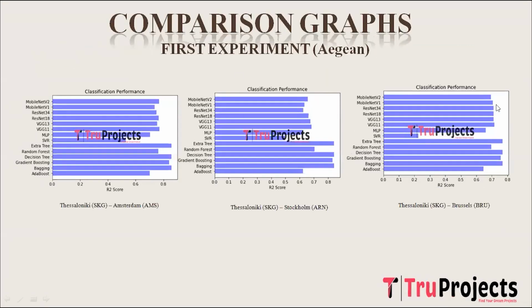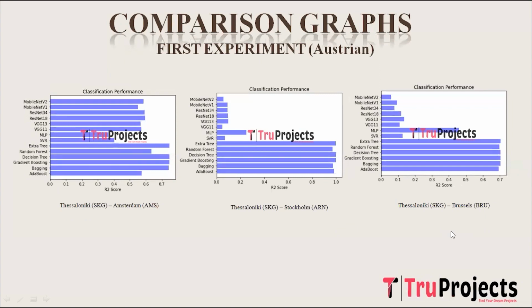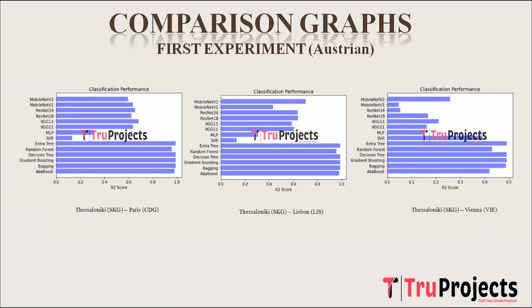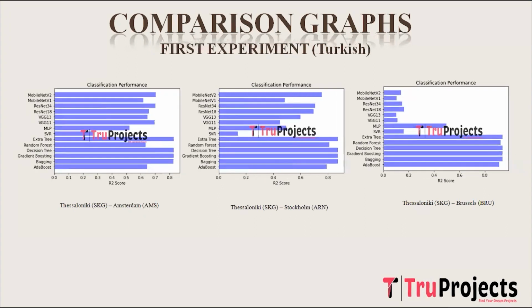Now we'll see the comparison graphs. In the first experiment, the analysis focused on 4 major airlines, namely Aegean, Austrian, Lufthansa and Turkish, each featuring 6 different routes: Thessaloniki to Amsterdam, Thessaloniki to Stockholm, Thessaloniki to Brussels, Thessaloniki to Paris, Thessaloniki to Lisbon and Thessaloniki to Vienna. Across these airlines and routes, a total of 14 models were applied per route, encompassing diverse methodologies such as AdaBoost, bagging, gradient boosting, decision tree, random forest, VGG11, VGG13, etc.